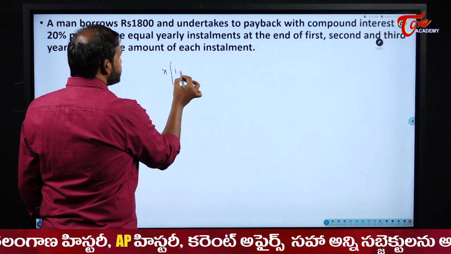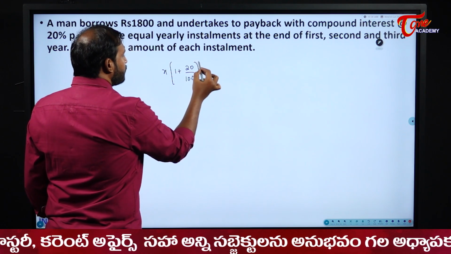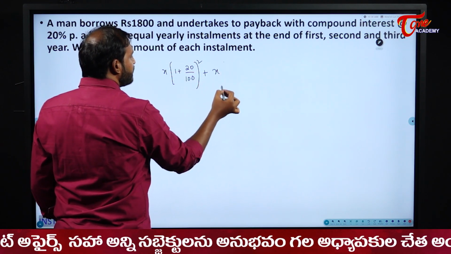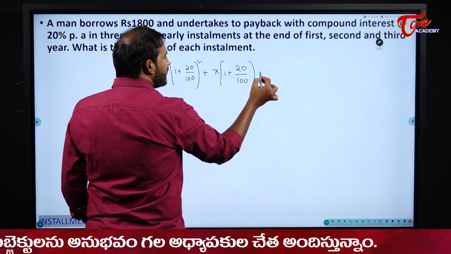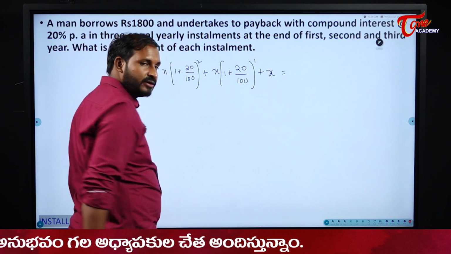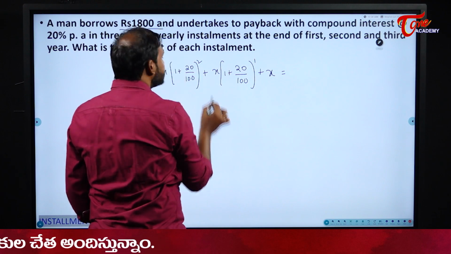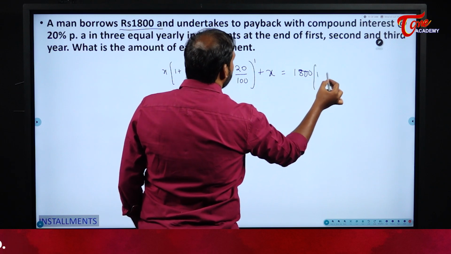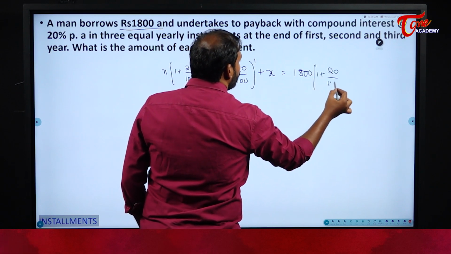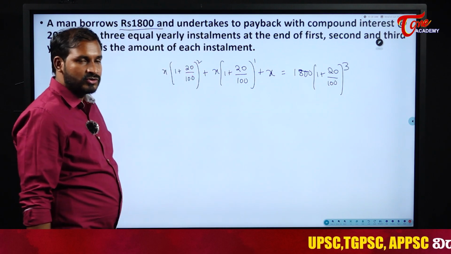X into 1 plus rate of interest 20 by 100 whole square. When it comes to the second installment, you will pay it before 1 year, so 20 by 100 whole to the power of 1. When it comes to the third installment, you will pay it on time anyway. So x plus, what is the man borrowing? Principal. So it will amount to 1800 into 1 plus 20 by 100 whole cube. Why? Because 3 years is the duration, right? Whole cube. So now try to solve it.